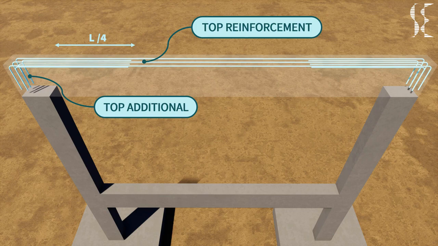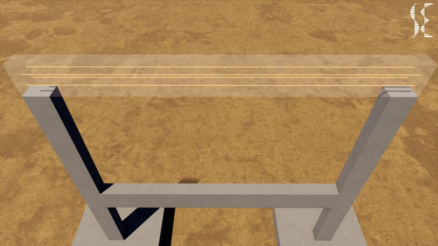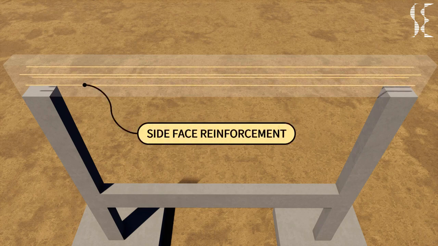Next we are looking at side face reinforcement. These reinforcements are generally provided to deep beams which have depth higher than 900 mm or 36 inches. This value of depth differs from code to code. Side face reinforcement runs along the side of the beams and resists crack width in the tension zone of the concrete section.